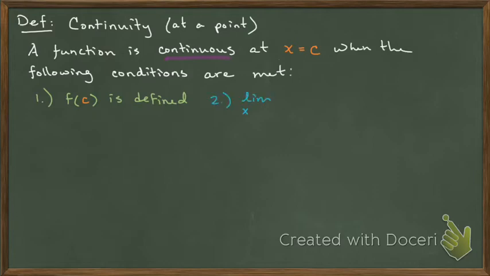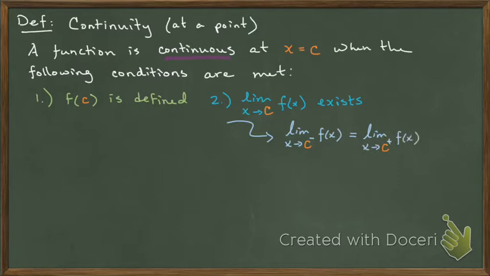Number two, the limit as x approaches c exists. Now this second criteria is where we incorporate our left and right-sided limits. We can always break apart a limit into the limit from the left and the limit from the right. And in order for a limit to exist, that overall limit, we have to have both the limit from the left and from the right match up, and they have to be the same value. So that's where we'll use those left and right-sided limits.